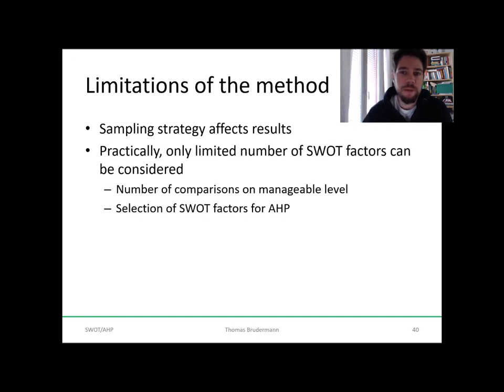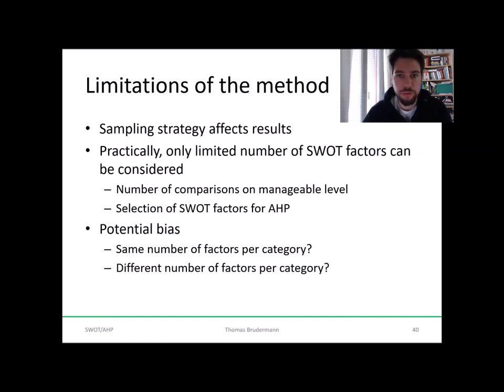Then, only a limited number of SWOT factors can be considered for AHP processing. You always should aim to keep the number of comparisons on a manageable level. If you have three factors per SWOT group, that means three pairwise comparisons. If you have four factors, it's already six pairwise comparisons. And especially if you work with expert samples, they might not be very patient to go through hundreds of comparisons. So it's really important to keep the number of comparisons on a manageable level. That also means that you need to pre-select SWOT factors for the processing with AHP. And you need to come up with some method to do this pre-selection, which again might introduce bias to the results of your study.